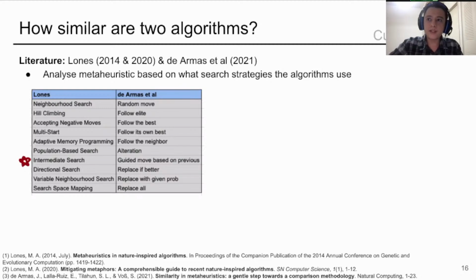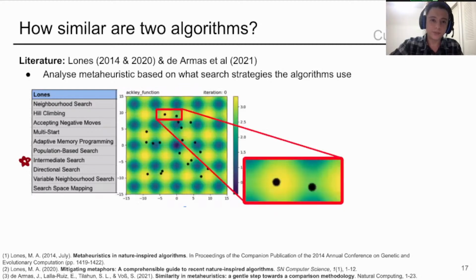And here I'll give an example of how they categorize the algorithms. First, let's take Lones' intermediate search. Let's zoom here in this area of the search space. An algorithm that does intermediate search will choose two candidate solutions, those two that I zoomed here, and generate a new solution within this shaded area that's in between those candidate solutions. And that's basically the crossover in the genetic algorithm.